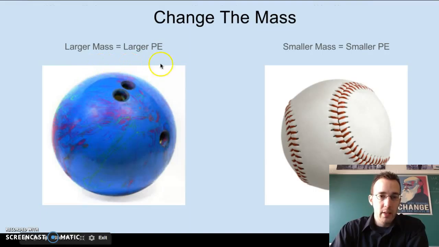First, the larger the mass, the larger the potential energy. So if I have a bowling ball that I put up on a shelf and I have a baseball that I put up on the same shelf and they're sitting next to each other, the bowling ball has more potential energy because it's got a lot more mass than the baseball does.